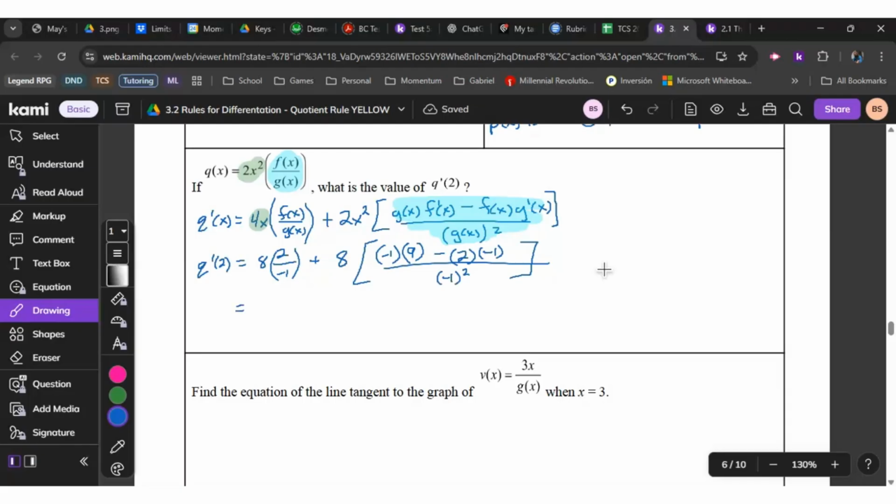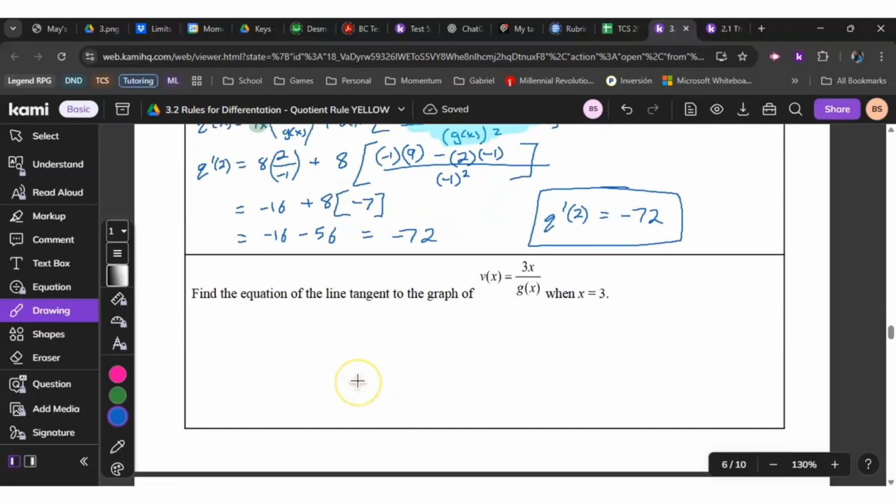So then we can continue to just work that out. So 8 times 2 is 16, over 1 is negative 16. Plus 8, let's work out what's inside here. So this is negative 9. 2 times negative 1 is negative 2. Minus that is positive. So negative 9 plus 2 is going to be negative 7 over 1. So just negative 7. Which means I'm going to get negative 16 minus 56, which is going to be negative 72. So Q prime of 2 is going to be negative 72.